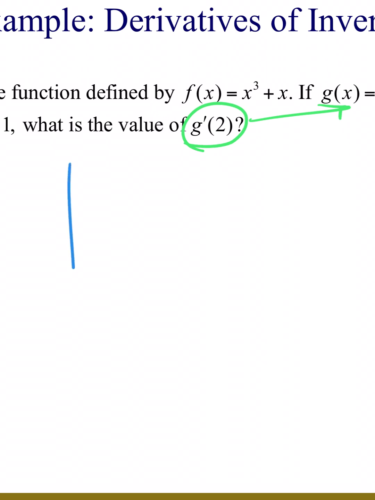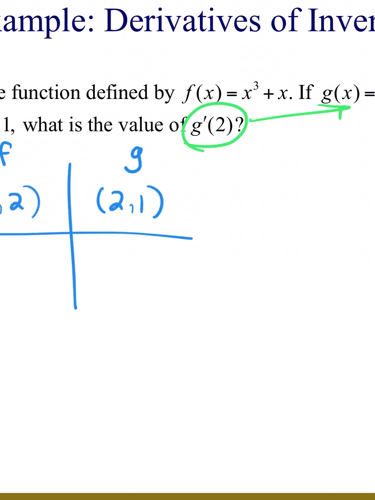If you just set yourself up here, and remember that this is the f, and this is the g, where g is the inverse, you should be fine. You're going to start with the point. The point I'm given is the g point, 2, 1. So since they're inverses, then the f point must be what? 1, 2.